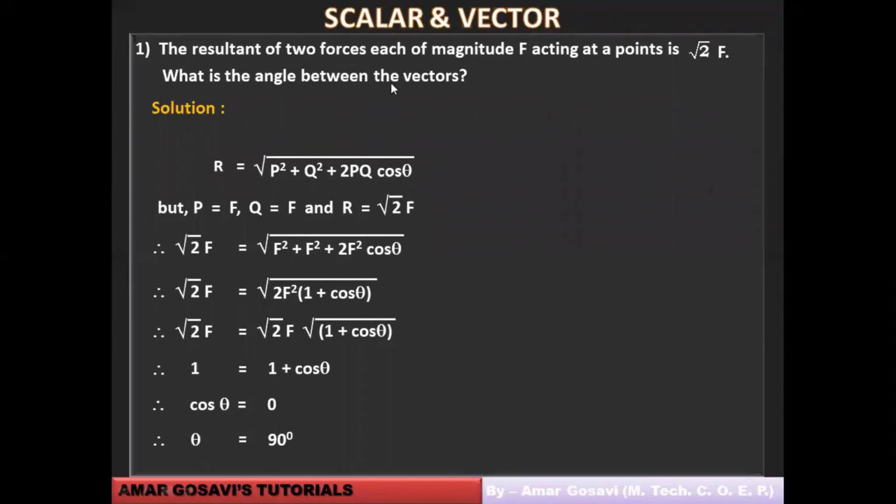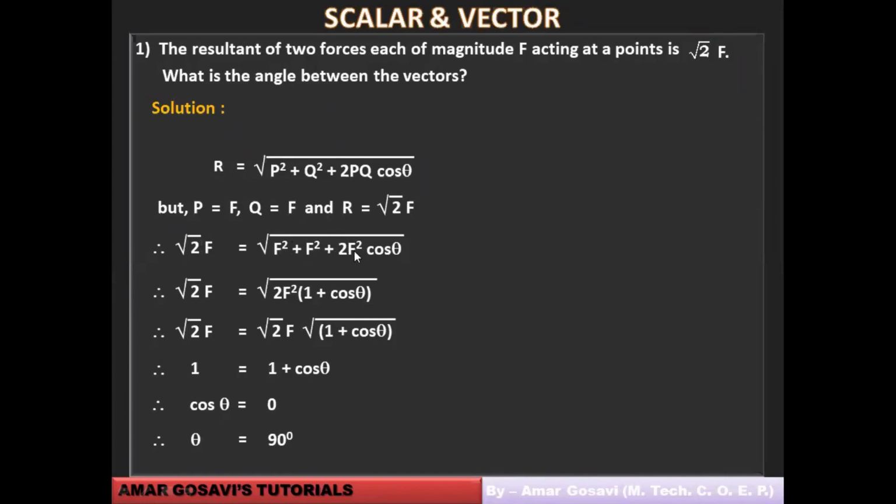Now what's given to you? Two forces of magnitude F. That means the magnitude of P is F, and the magnitude of Q is also F. And the resultant of this is root 2 F. That's what they say. Everything is given to you and you are supposed to find the angle between them. Substitute the values. Instead of R, put root 2 F. Instead of P, put F.